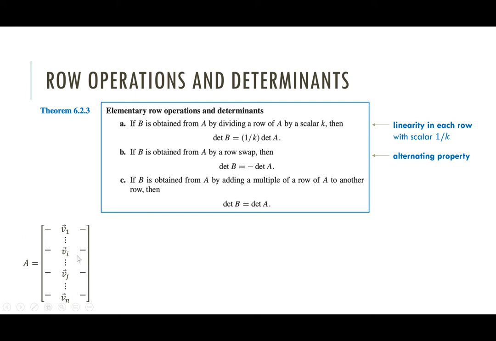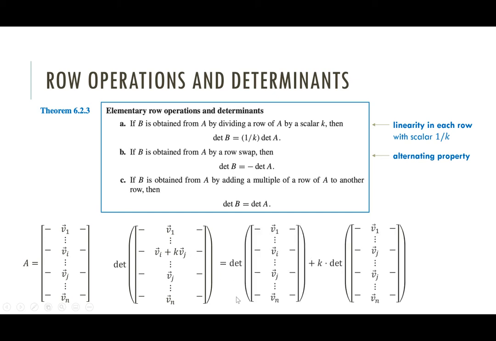So suppose we've got some matrix A, with rows V1 up to Vi, Vj, Vn. Then the determinant of adding a multiple of one row to another, so here we're adding a multiple of Vj to Vi, so we're saying Vi plus k Vj. What is that? Well, using the linearity in this row, that's equal to the determinant of V1 to Vn plus k times the determinant of this matrix.